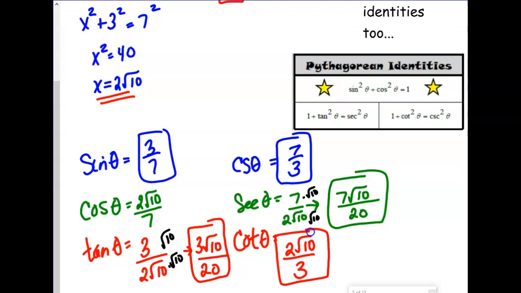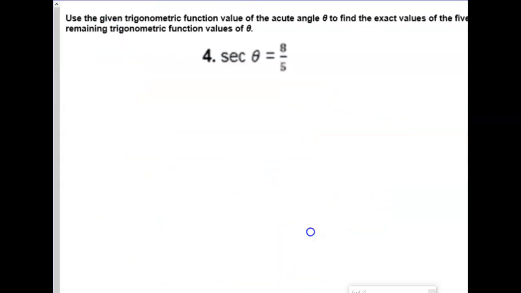Let's take a look at, this is where I ended in first hour, and I don't want to mess with their notes too much. Let's go ahead and do number 4 real quick. Secant. That's the clue they give you. Secant is 8 over 5.